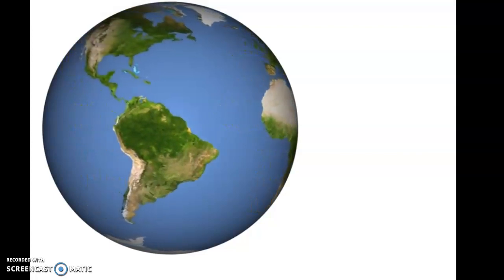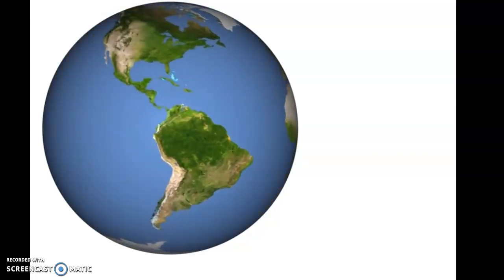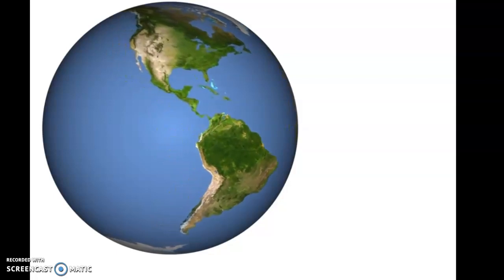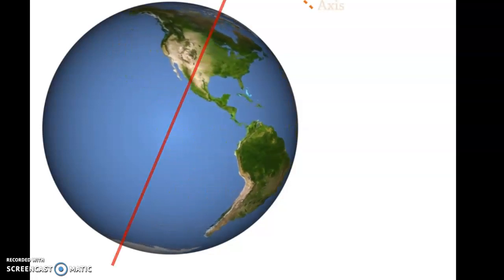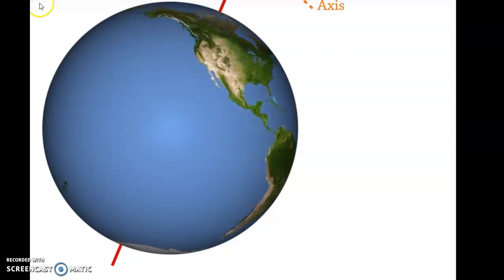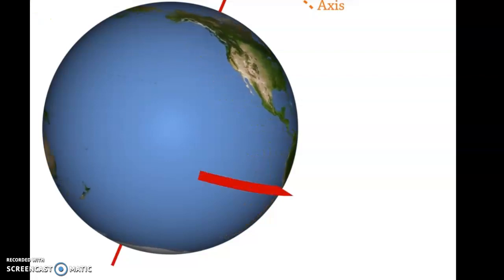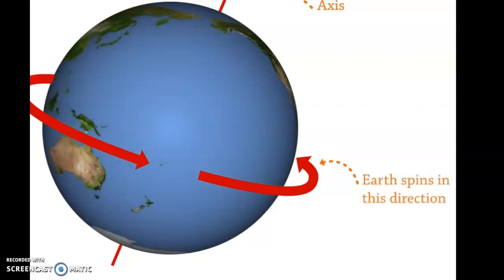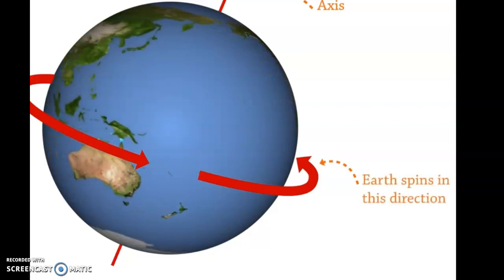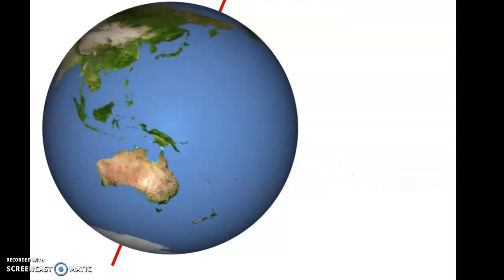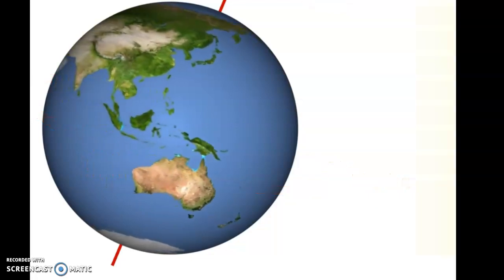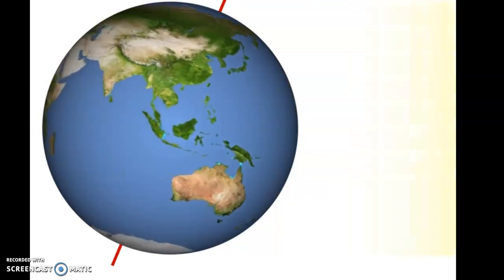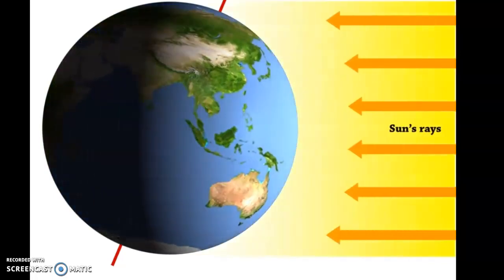So here we can see that the earth is rotating, right? We know that the earth spins. The line is showing the direction that it goes in. I want you to think about how long it takes to do a full rotation.